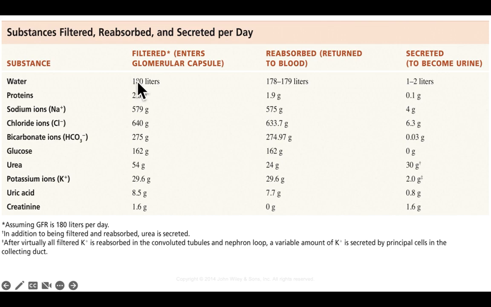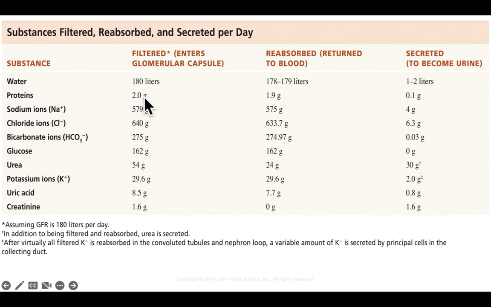So 180 liters of fluid gets filtered a day. That's a lot. Now, you don't urinate all that out. You bring 99% of it back in. So 99% of this number ends up being about 1 to 2 liters of urine a day. All right, so you filtered a bunch of water, but you've also reabsorbed 99% of it. So only about 1% of the fluid volume that got filtered ends up becoming urine. So 1 to 2 liters of urine a day is about a normal volume of urine.